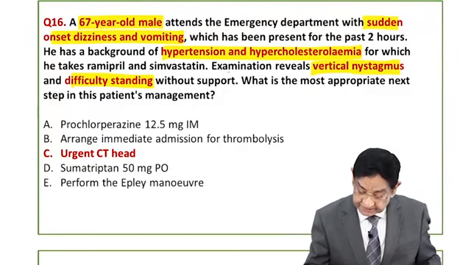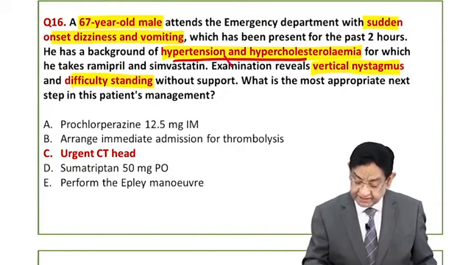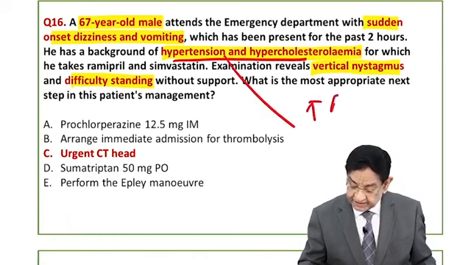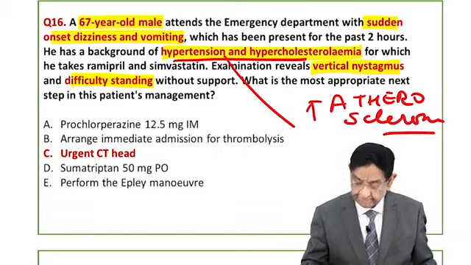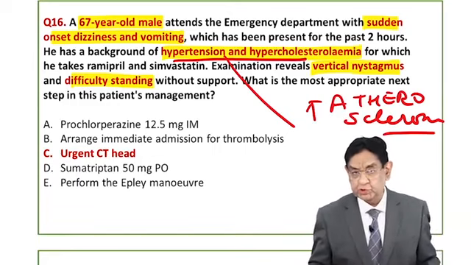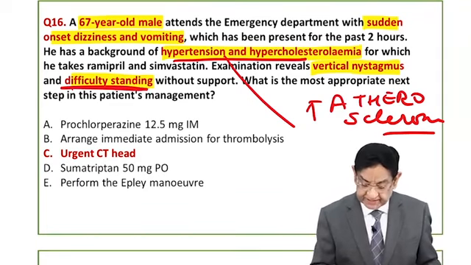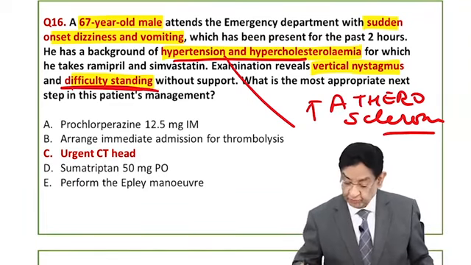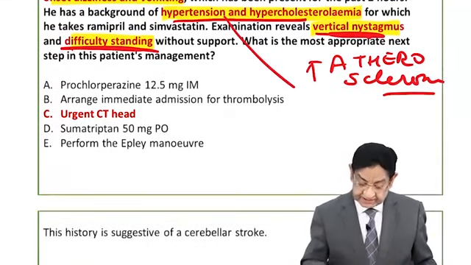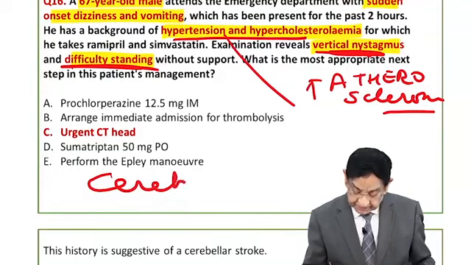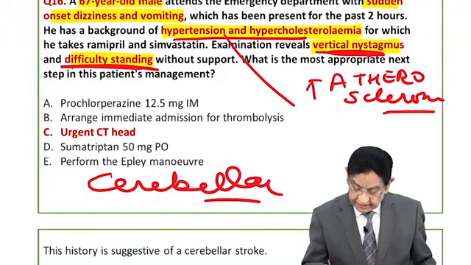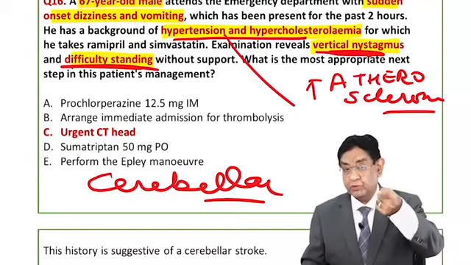Patient has hypertension and hypercholesterolemia. They indicate what? Increased atherosclerosis, which can predispose to stroke. The only finding is difficulty in standing. Vertical nystagmus. These two findings indicate the patient has a cerebellar lesion. Now, the patient has a stroke.